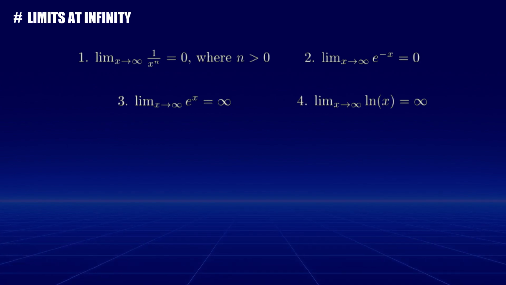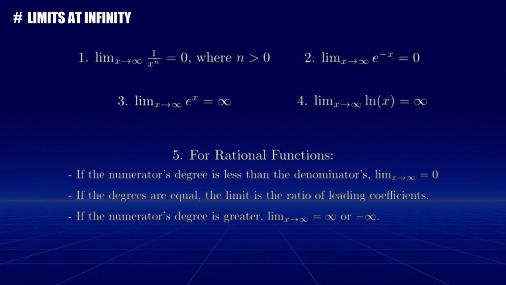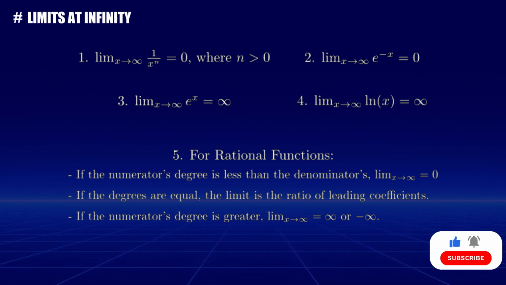For more complex equations, you can use these general rules to help you find the limits at infinity. For example, for rational functions, if the numerator's power is less than the denominator's power, the limit is 0. If the degrees are equal, the limit is the ratio of the leading coefficients.